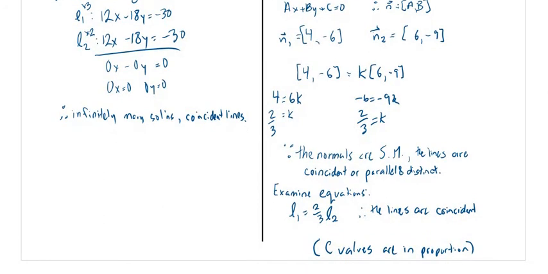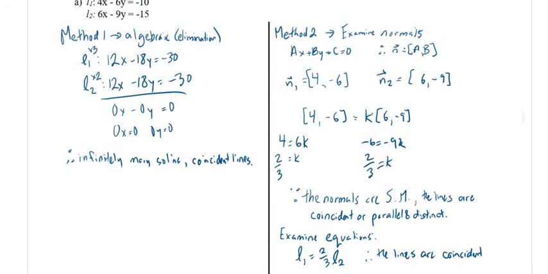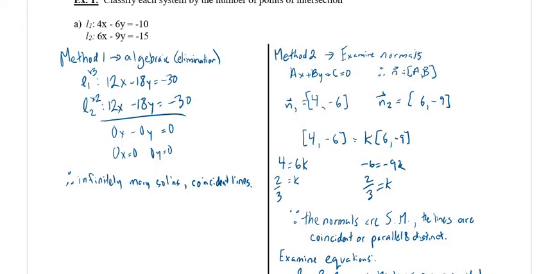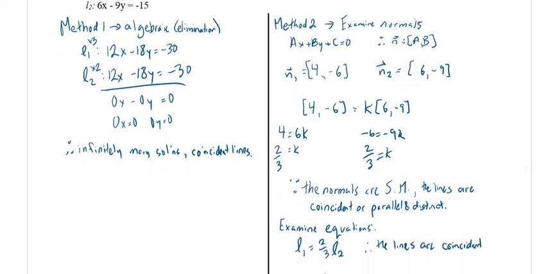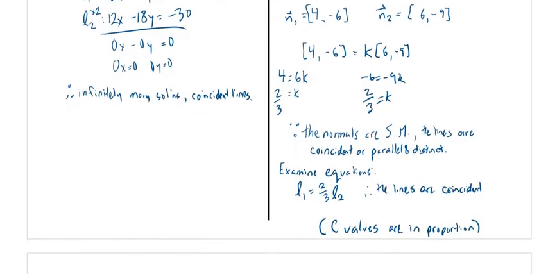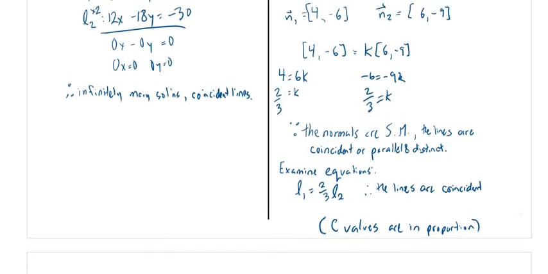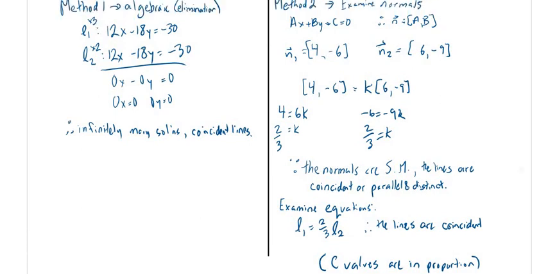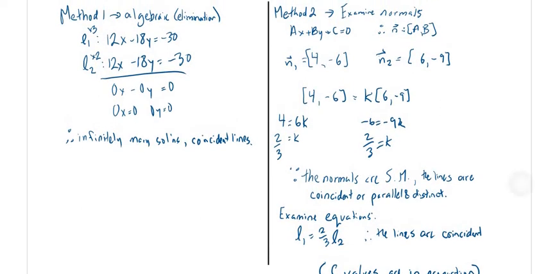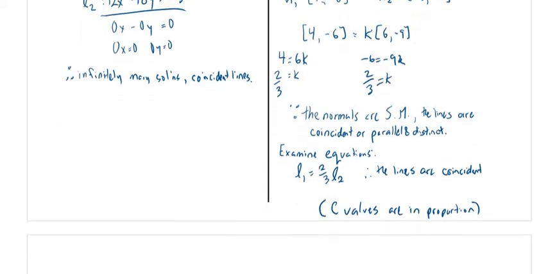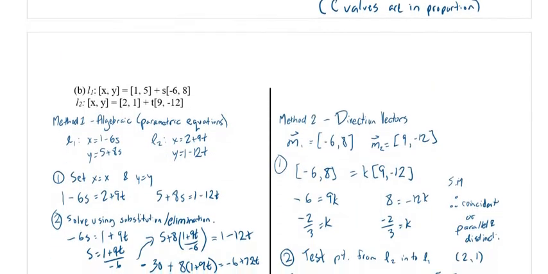We notice that line 1, we can get that by just taking line 2 and multiplying everything by 2/3. So we can say line 1 is equal to 2/3 times line 2. Therefore, the lines are coincident because the c values are in proportion. So again, either method will work for you. If it's not asking for one specific method, you can use either one. But you're going to see how this second method comes in handy when we deal with more complicated problems in 3 dimensions. So keep that handy.